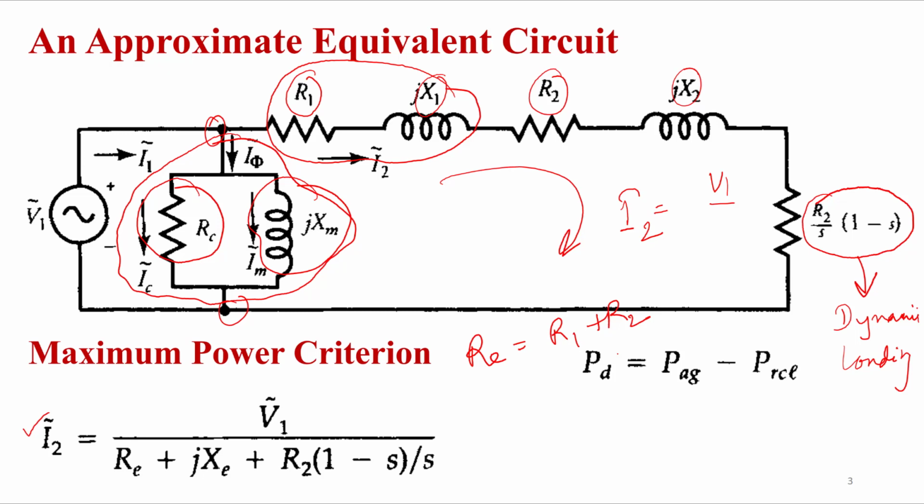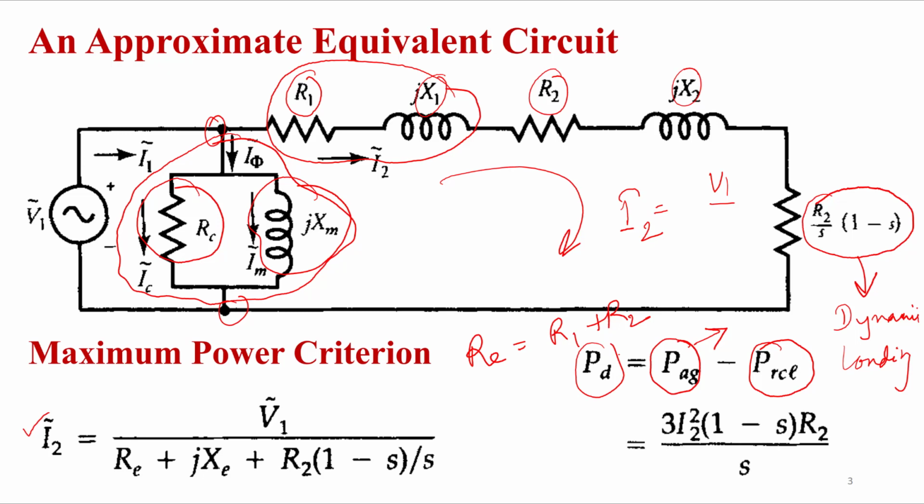Okay. So what is PAG? PAG is your air gap power, that is transferred from the input through the air gap to the rotor side. And if we subtract the rotor copper loss from that, we will have PD. PD is the power developed, right?